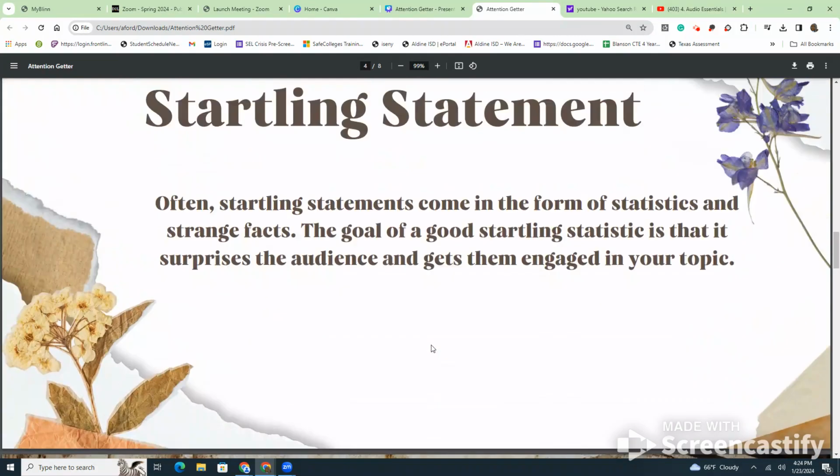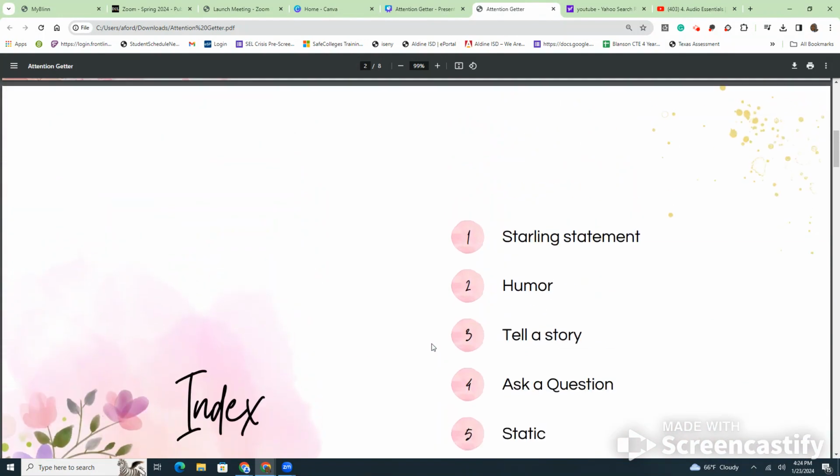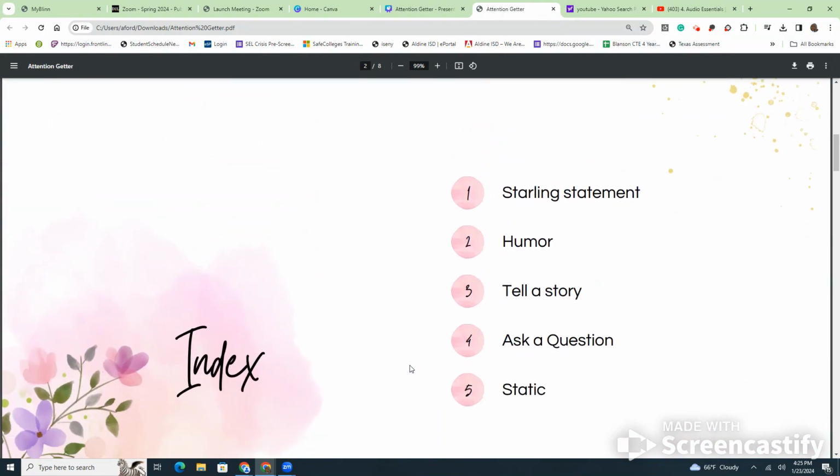I hope that these five, and I think there are five of them that we've gone over, you'll use in the beginning of your speech. Remember, do not start your speech off with, "Hello, my name is." Start off with a startling statement, humor, telling a story, ask a question, or a statistic.